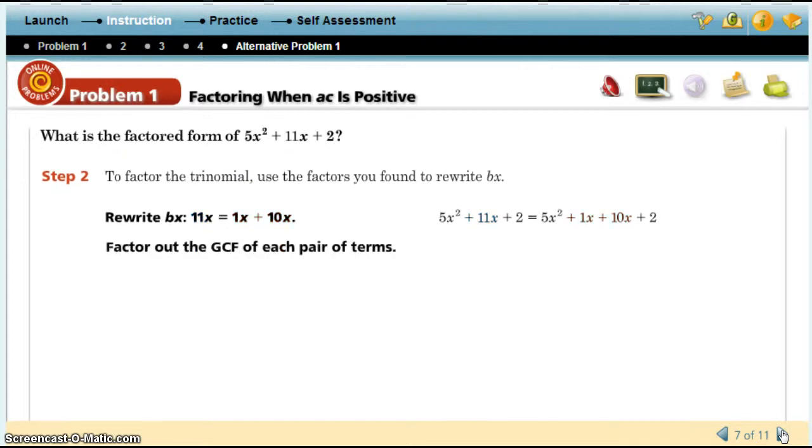Factor out the greatest common factor of each pair of terms. This is your factor by grouping. The greatest common factor of 5 times x squared and 1 times x is x. The greatest common factor of 10 times x and 2 is 2. Factor by grouping. Group the first 2 and group the last two and take out their GCF. Now use the distributive property to find the factors of the trinomial.